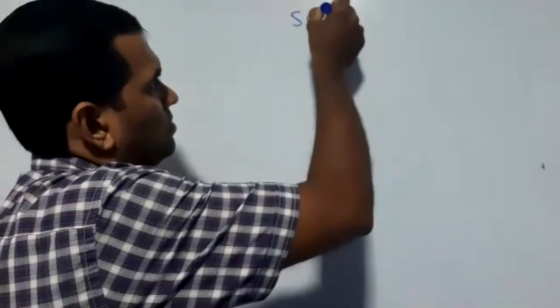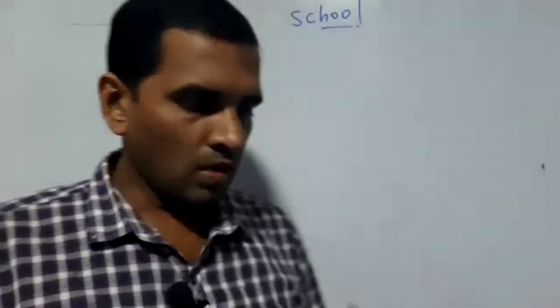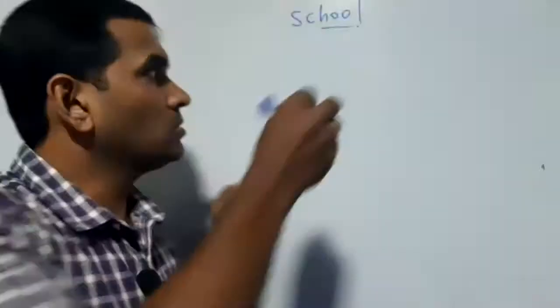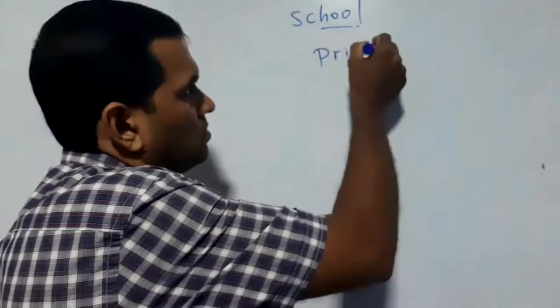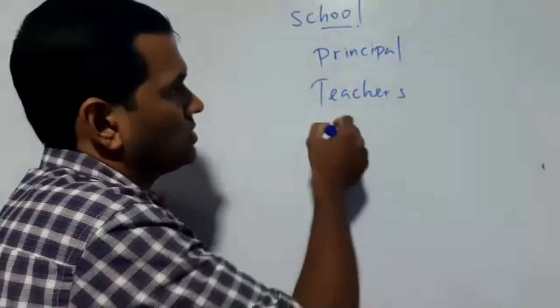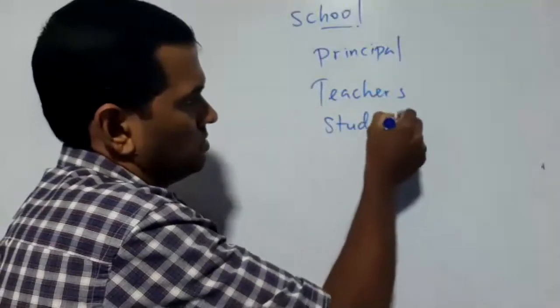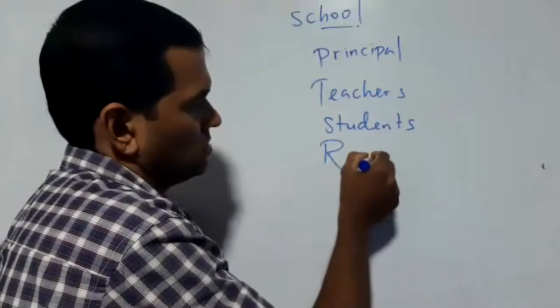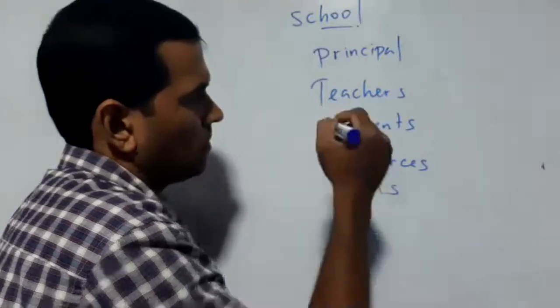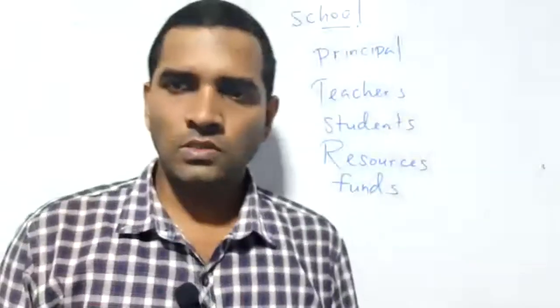Look, let's take the school again, right? We have discussed school earlier, so let's take that again. So in a school, we have components we have already identified, right? So principal is a component, teachers also components, students, resources, right? Funds, there may be many, right? So a school has components.